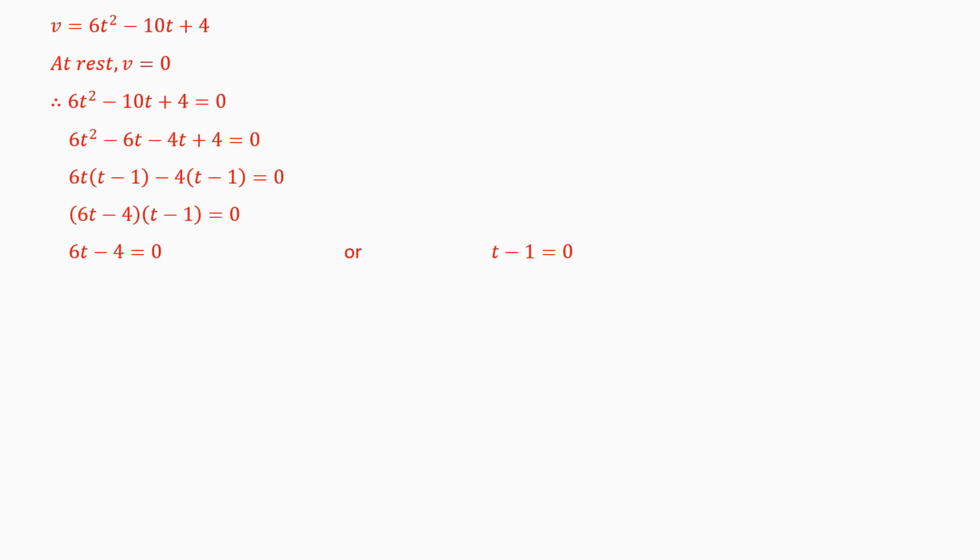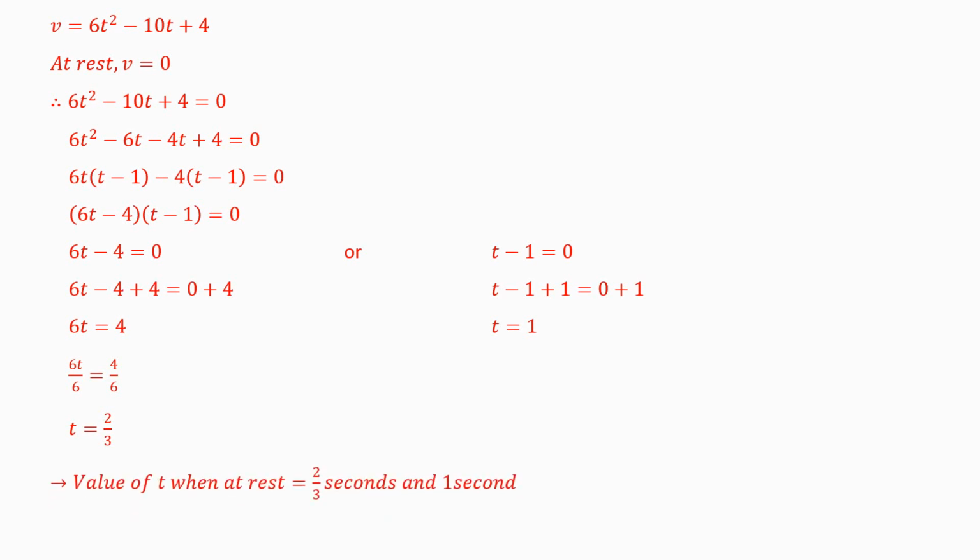In the first equation, we add 4 on both sides of the equation, and in the second, we add 1 on both sides. And so we have 6t is equal to 4, or t is equal to 1. We simplify the 6t, and we obtain that t is equal to 2 over 3. Therefore, when the particle is at rest, t is equal to 2 over 3 and 1.